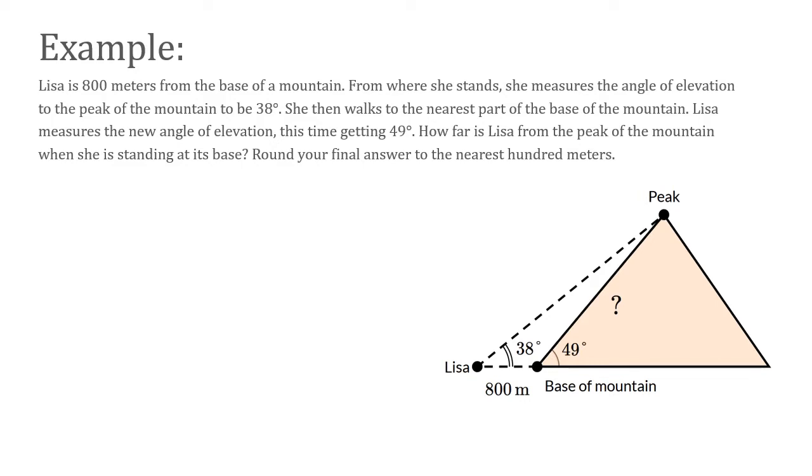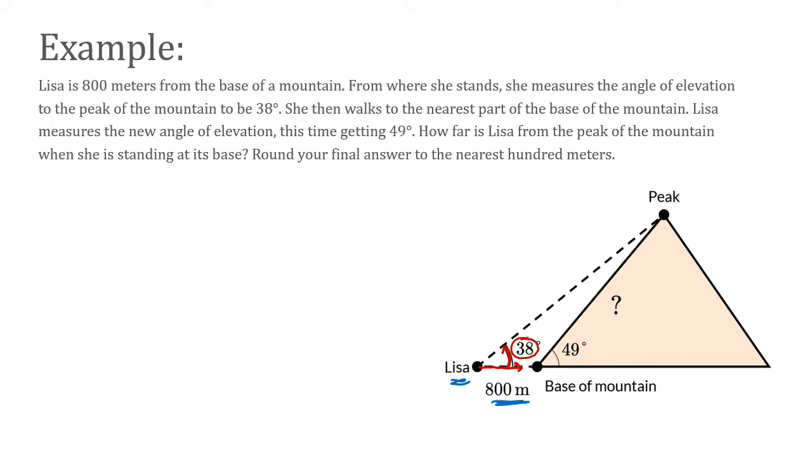All right, so here's Lisa. We have an image here. We have Lisa on the bottom left and 800 meters. She's 800 meters from the base of a mountain. From where she stands, she measures the angle of elevation to the peak of the mountain to be 38 degrees. So that angle of elevation is 38 degrees. Lisa's looking at it horizontal, and then she looks up at the peak of the mountain.